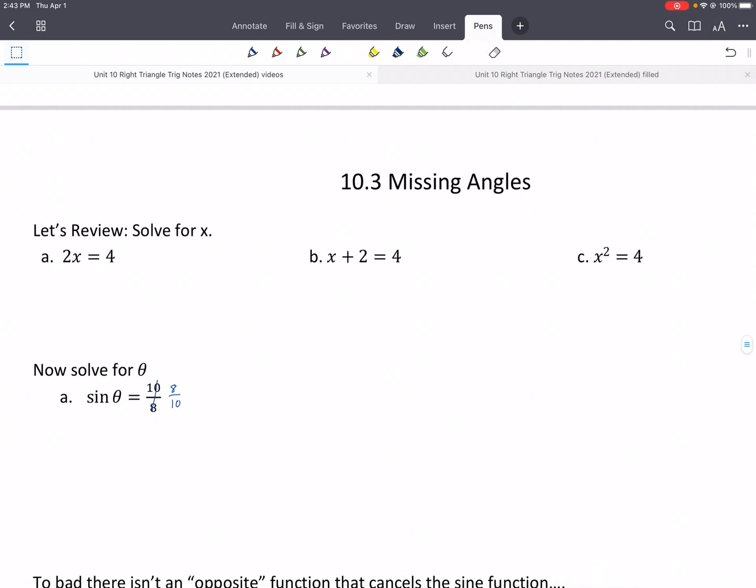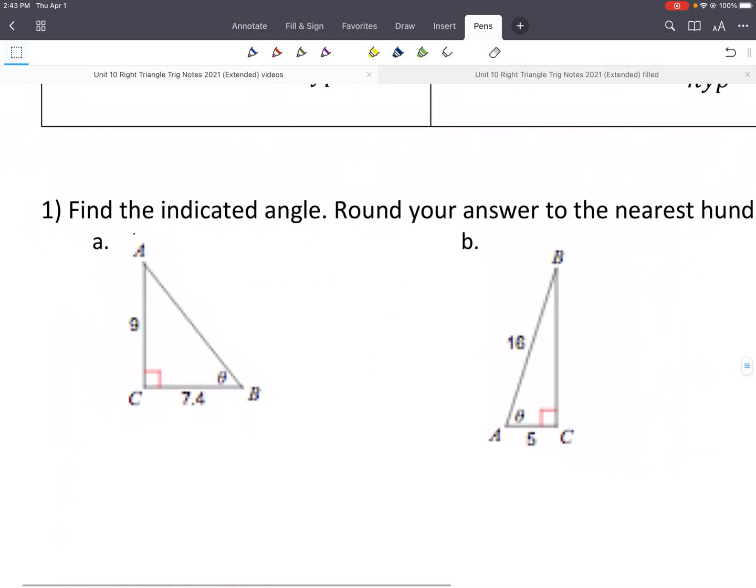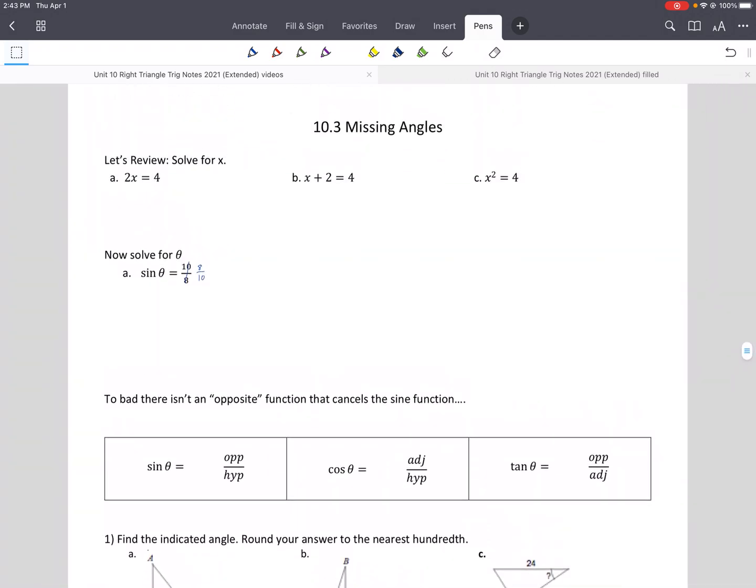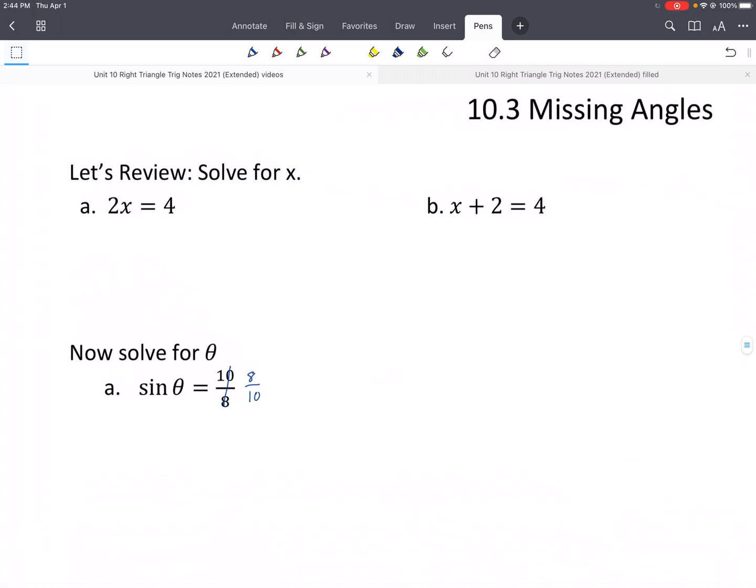Hello everybody, this is 10.3, missing angles. So we're still doing right triangle trig, SOHCAHTOA, all that stuff. But today we're going to be doing some problems where we need to find an angle. If we're given two sides and want to find an angle, we are going to use trig. But before we get too far into that, let's solve for x.